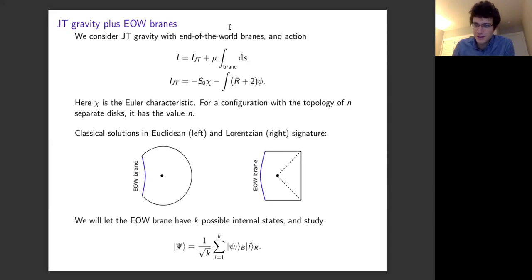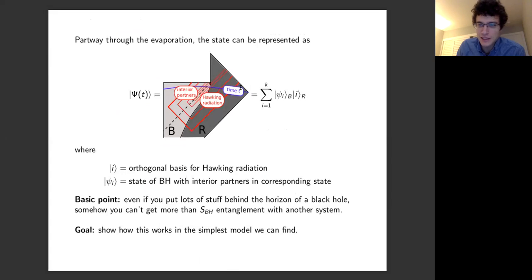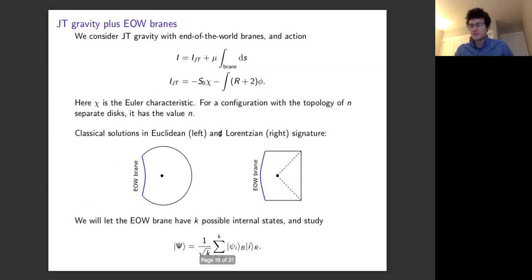The case that you're describing is exactly what a black hole at late times looks like. At late times, you just have way too much stuff behind the horizon, way more than the entropy of the black hole. And the surprising fact is that gravity is smart enough to deal with that gracefully. And we're going to see how that works in this simple model.